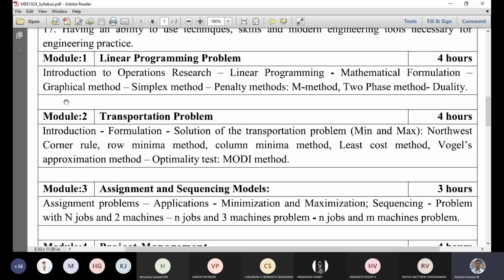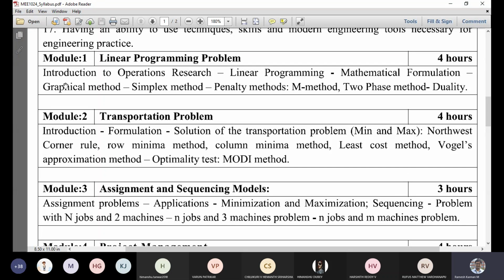And as the name suggests, it's linear programming, and it does not have any non-linear curve or something like that. So you can make use of the straight lines, and you can find the intercepts pretty easily. And as I told you, these are very close to one another.